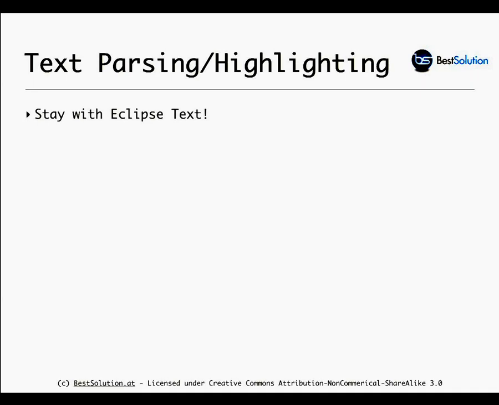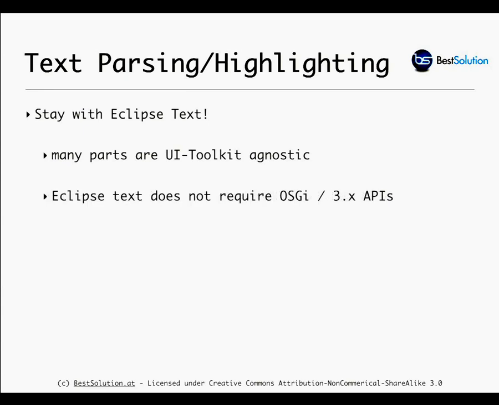Well, it shows its age when you look at the API, but the really cool thing is it performs. It performs so well that it's hard to come up with something that performs better than Eclipse Text. The first important thing to me, because I'm using it in JavaFX, is that most parts of the text framework are toolkit agnostic. It doesn't care whether you finally render it in JavaFX or SWT or I don't know where. It is toolkit agnostic, at least many parts of it.